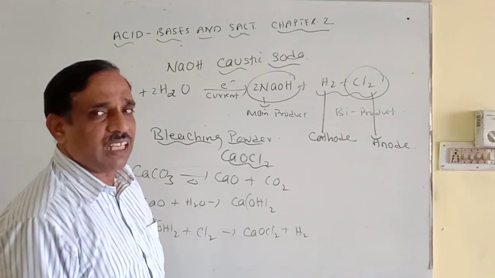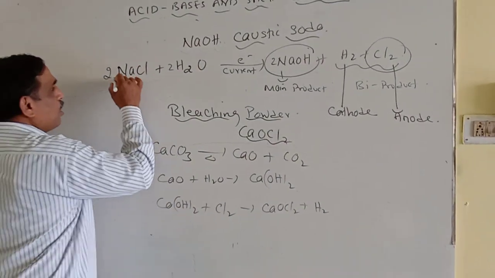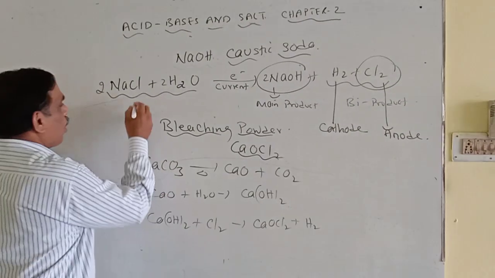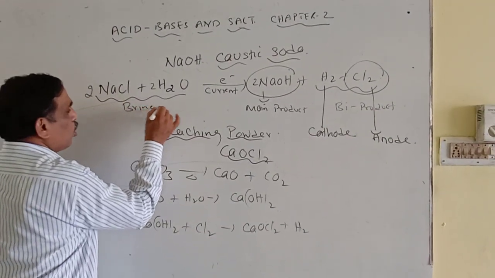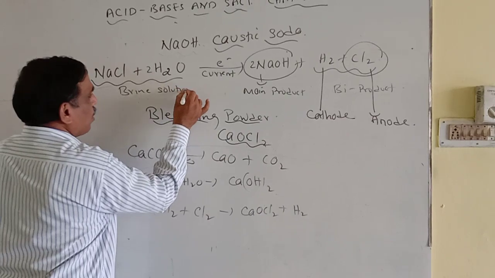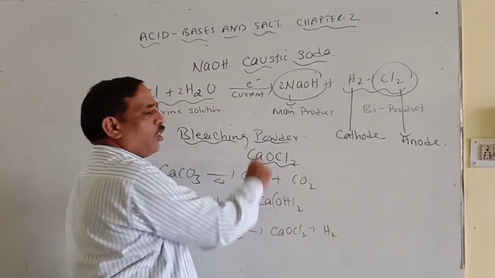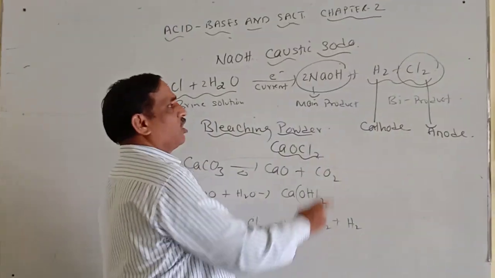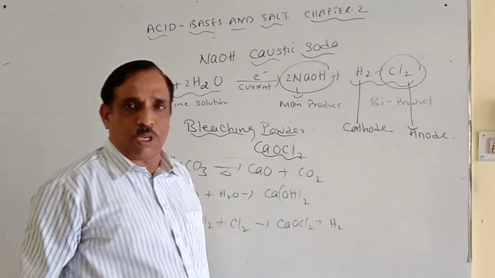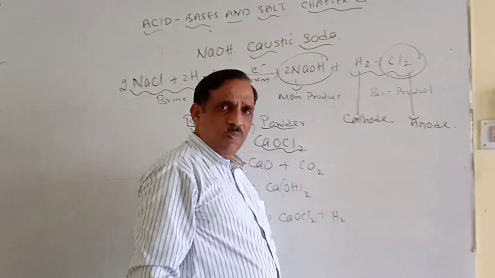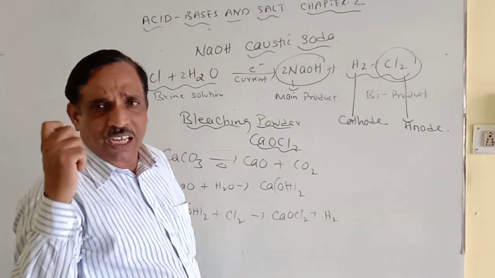It is prepared by the electrolysis of a dilute solution of NaCl or seawater, also called brine solution. When you pass current through it, when you electrolyze it, we'll get three substances. First one is an alkali, sodium hydroxide. We also get hydrogen, and we also get chlorine. That's why it is called the chlor-alkali process.